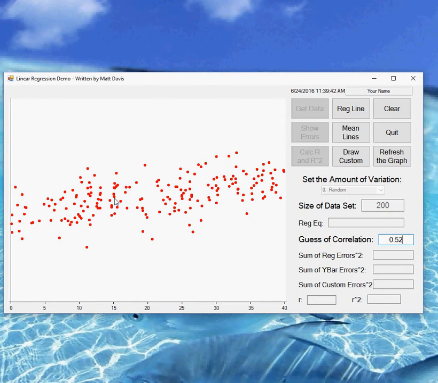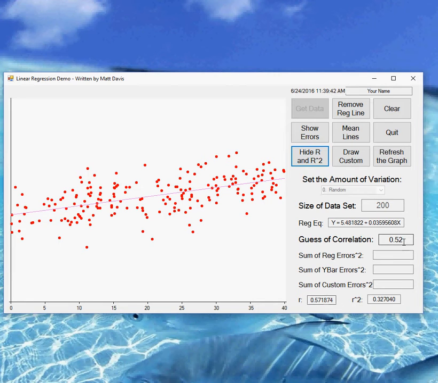Again, with the idea that this is an upward trend, but not super tightly packed around the regression line. So I'm not going to give a number real close to 1. And then to see how I did, I'm going to click regression and calc r and r squared. And again, I just missed by a tiny bit too much.